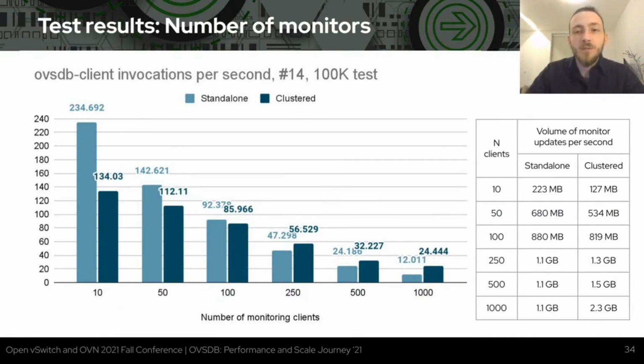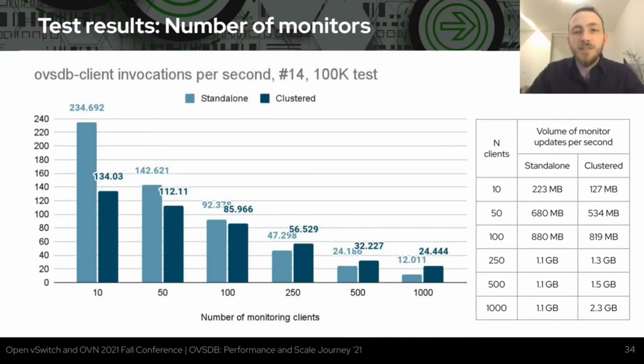There is also a table on this slide where I calculated the volume of monitor updates per second that the database sends at this rate. So we can see that with 10 clients, a standalone database sends 223 megabytes per second. For the clusters, it's 127. And it grows with the number of clients since more data needs to be sent.